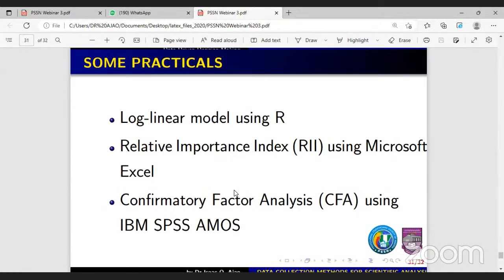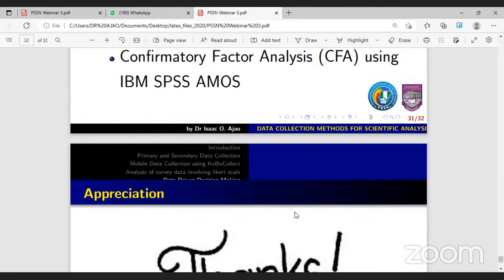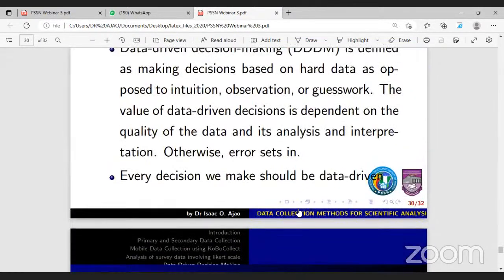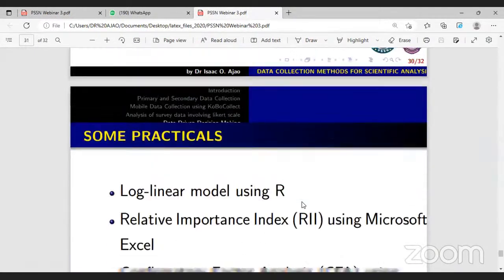So, some practicals now, I want to go to some practicals. I want to show us what I've done. I will do it again, to show us that it's not difficult. We only need to show our interest in it and have the mind of doing the right thing. So I want to show us how I carry this out in our log linear model, the relative importance index, which I just talked about, using Microsoft Excel. Then the CFA, that's confirmatory factor analysis, using IBM. Same thing for this one under structural equation modeling using AMOS. So I want to make use of the log linear now.